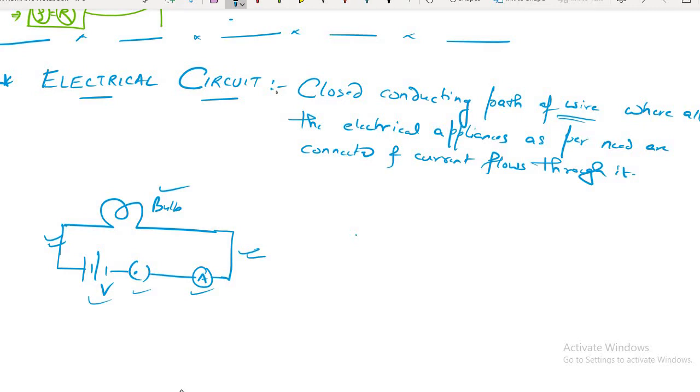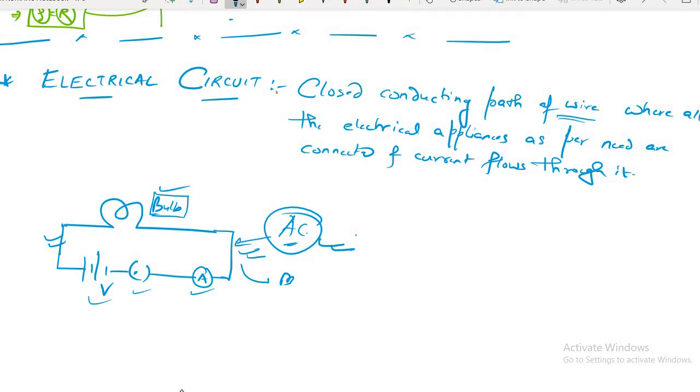So why have I said, sir, as per need? Now you see, if I want to light a bulb, to run a bulb, shall I bring one AC? Shall I connect an AC here? No, sir. To run an AC, shall I bring one bulb here? No, sir. So as per need, what you want to operate, what is needed to run it?